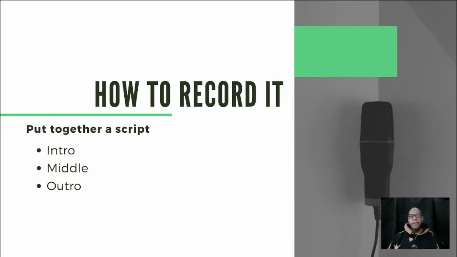So with this outline, we just start with an intro, then we have a middle, and then we have an outro. So the intro is where you welcome your audience to your show, let them know who you are, and provide a brief summary of what your show is about and what you plan on talking about in this episode.